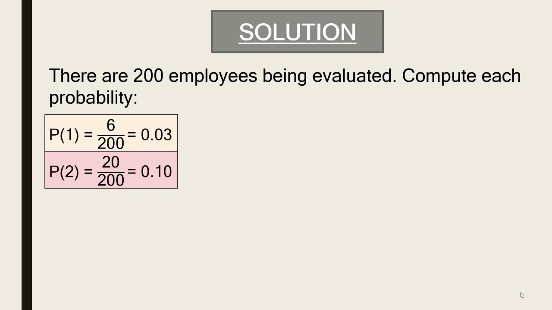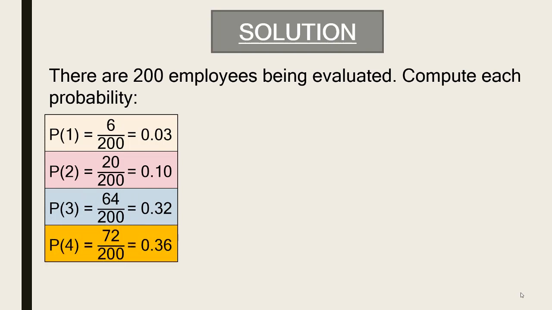A rating of 3 had 64 employees, so we get 64 out of 200. A rating of 4, there were 72, so 72 out of 200, which is 0.36. And for a rating of 5, there were 38 employees, and 38 out of 200 is 0.19.